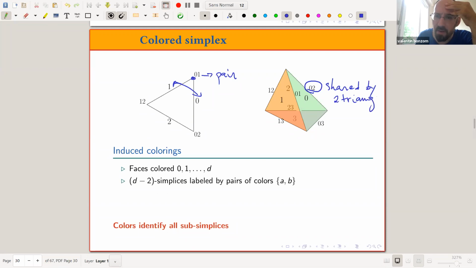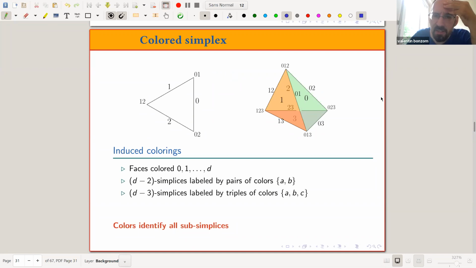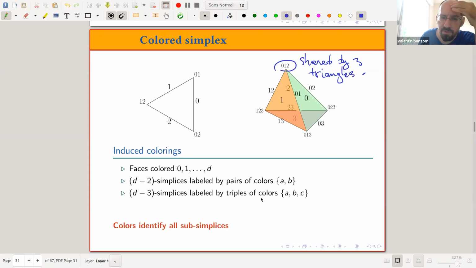So it's labeled by a pair of colors, okay? Depending on the dimension, I can continue this process, and like D-3 simplices, which are here vertices, they are shared by 3 triangles here. So they are labeled with a triple of colors, okay? So D-3 simplices are labeled by a triple of colors, and in fact, colors identify all the subsimplices.